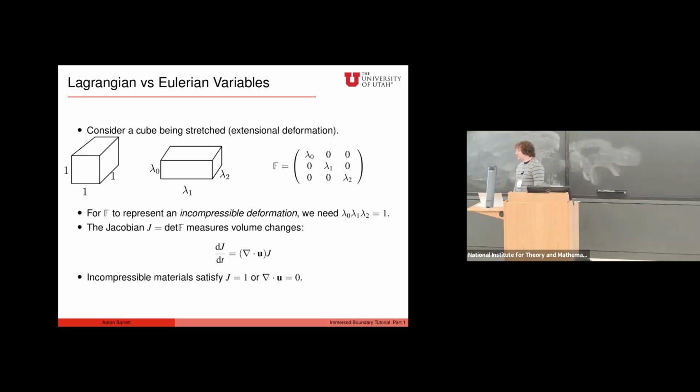And more generally, if we want to talk about how our volume is being changed by a given deformation, we need the determinant of this deformation gradient. This is what measures volume change. So you can write down an ODE for how the Jacobian changes, and it has this nice divergence of u that pops out. And if we are incompressible, we need our Jacobian determinant to stay 1 at all times, or equivalently, we need our divergence of u to be 0.